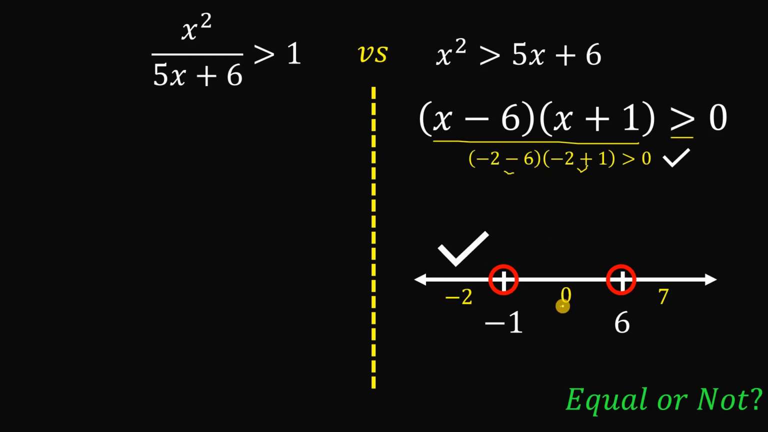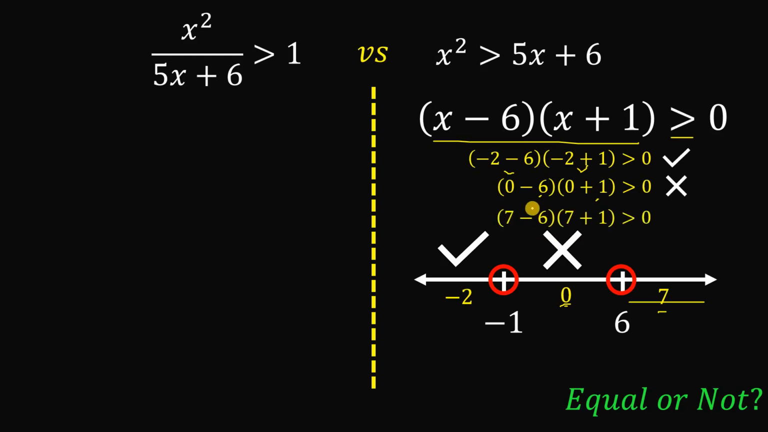And the second checkpoint is 0. So if we replace all x with 0, we have 0 minus 6. This is a negative number times a positive number. So negative times positive is a negative. So this is not accepted because negative is not greater than 0. So this interval is not accepted. And now, for the interval greater than 6, the test value is 7. So let's replace all x with 7. So 7 minus 6, this is positive times a positive. Positive times positive is a positive. So this is greater than 0.